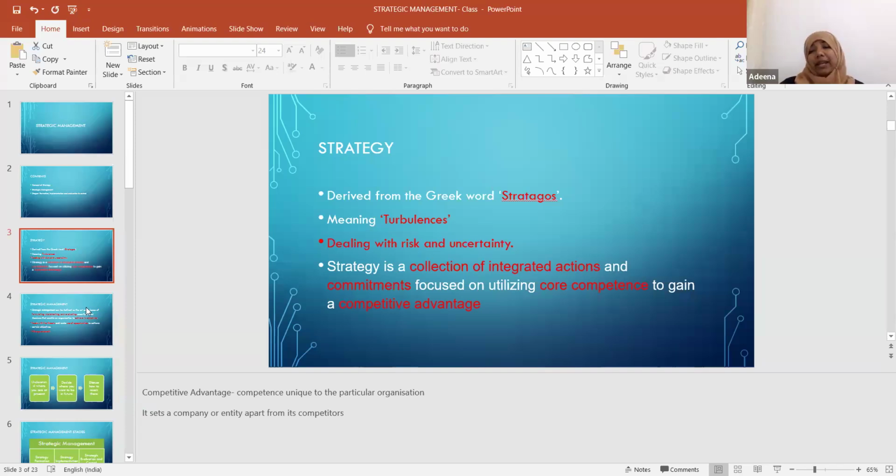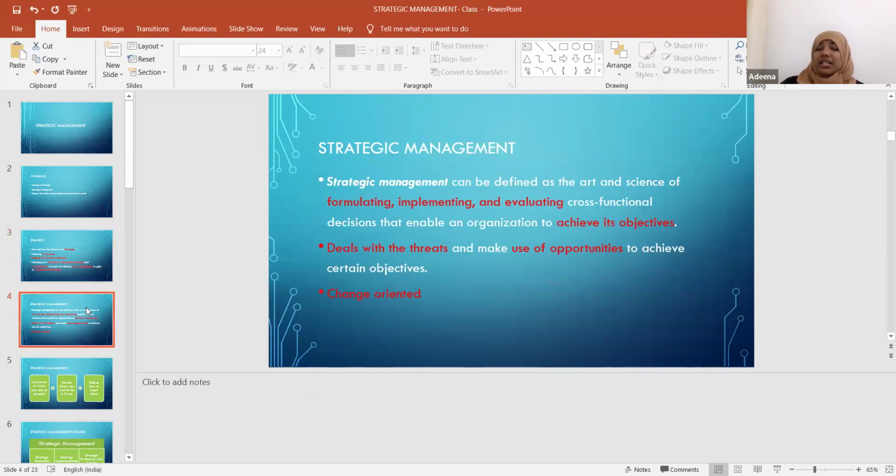Now let's see what strategic management is. Strategic management is the art and science of formulating, implementing and evaluating the various cross-functional actions and decisions to achieve its objectives. So strategy is the actions undertaken by the organization to achieve organizational objectives, and strategic management includes formation, implementation and evaluation of these cross-functional activities for the achievement of organizational objectives. And strategic management deals with the threats and uses the opportunities. With its core competences, the organization deals with threats and uses its existing opportunities to achieve its organizational objective.